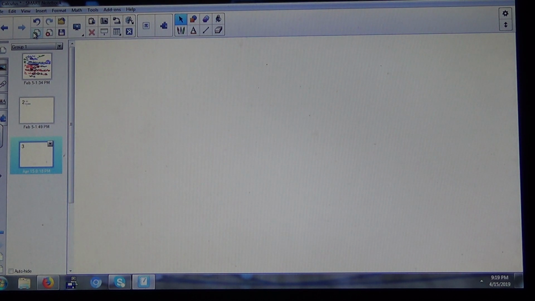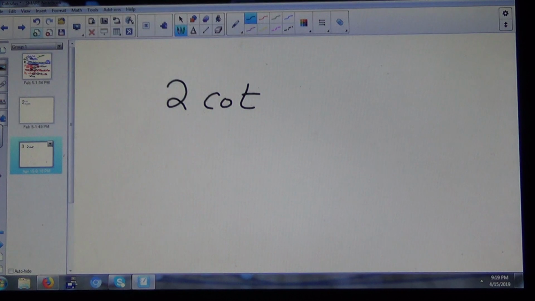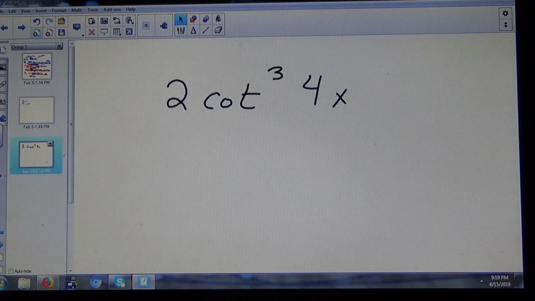Okay, so here's an example problem of what we could have in the test. It could be maybe like this: 2 cotangent cubed of 4x. Find the derivative of that function on your paper. And remember, whenever there is a number out in front, you can do product rule if you want, because there is product happening right here.